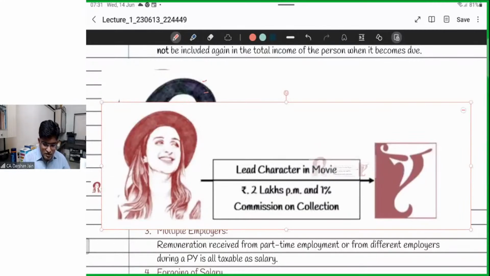Moving further, if Pariniti then lands a lead character in a movie and she's paid 2 lakh rupees per month as employee. Earlier she was being paid 1 lakh rupees per month. Now, since she's not just the PR officer but also a lead character in a movie, she gets 2 lakh rupees per month in a movie and 1% commission of the total collection of that movie. Now, do you think there is an employer-employee relationship over here?